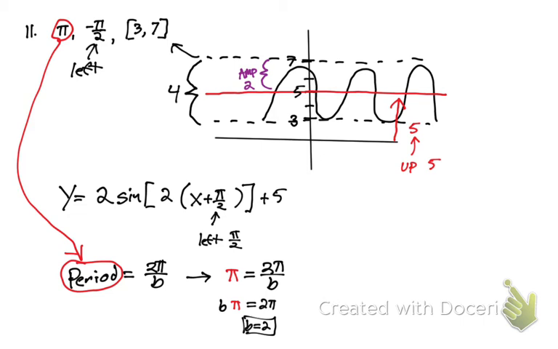Left, right, up, down should be easy. Sometimes amplitude can be tricky. The period is almost always tricky until you write down that equation and you actually solve it. All right, that's all I'm doing for this one.